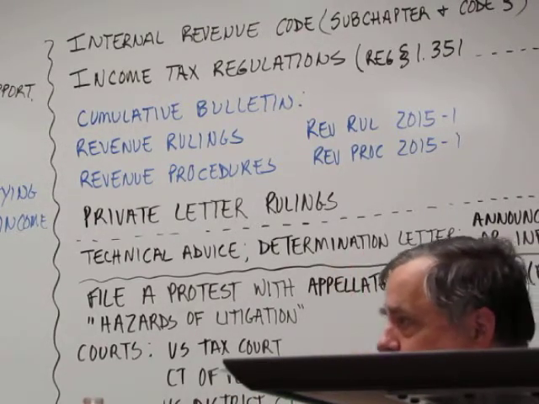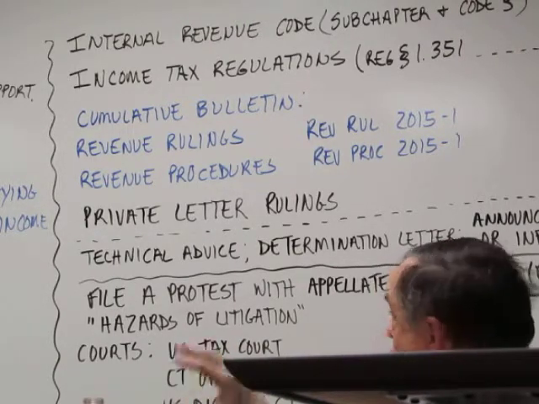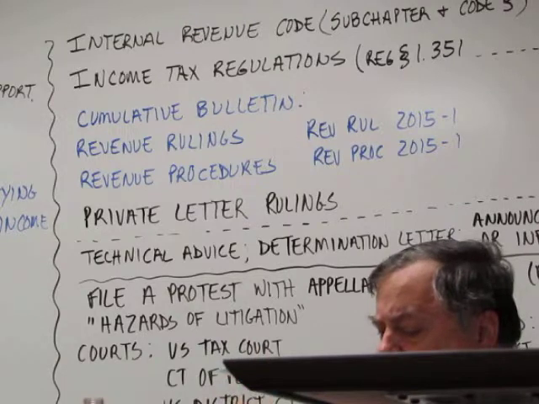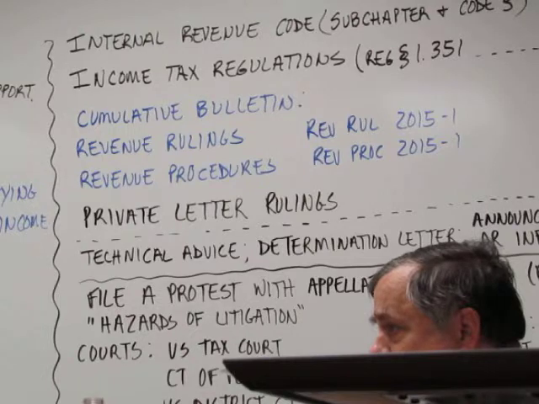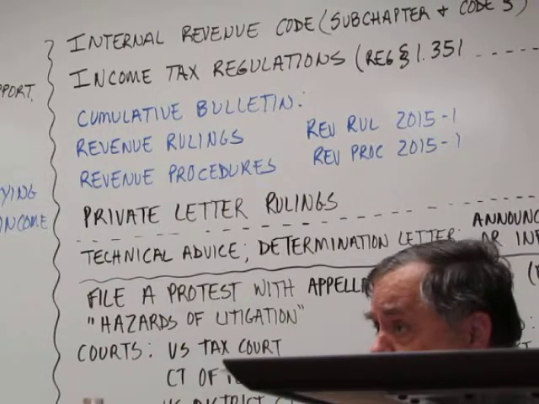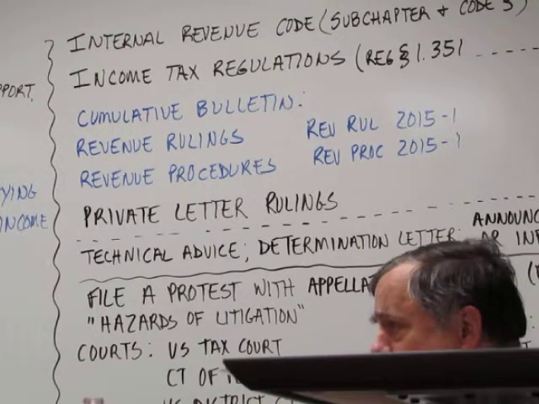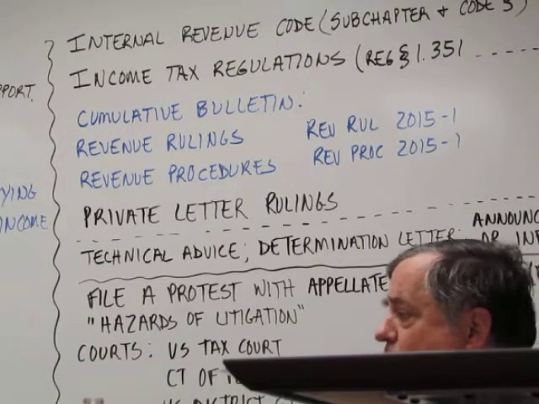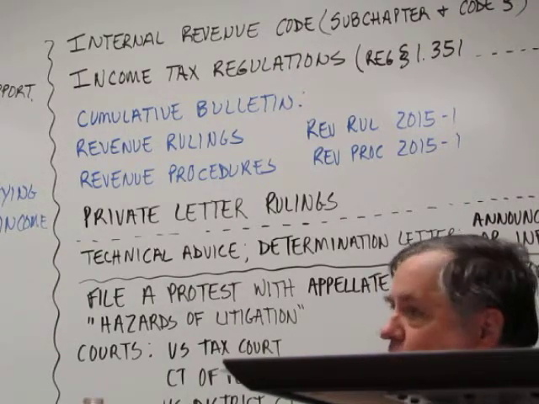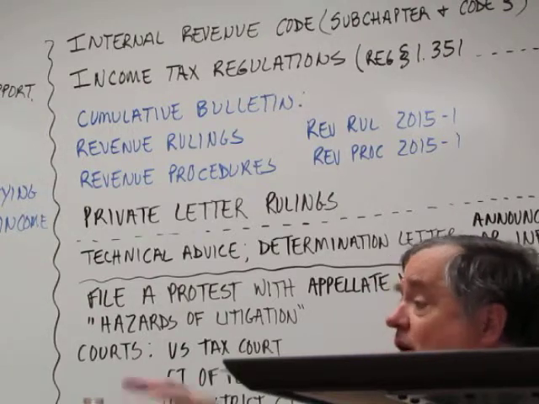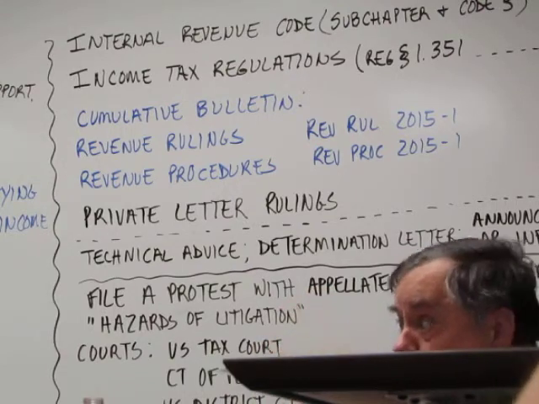Private letter rulings. We'll go back to revenue procedures in a bit. Private letter rulings apply only to the taxpayer who requested the ruling and only for the year in question. So a private letter ruling only applies to the taxpayer who requested the ruling and only for the year or years in question.